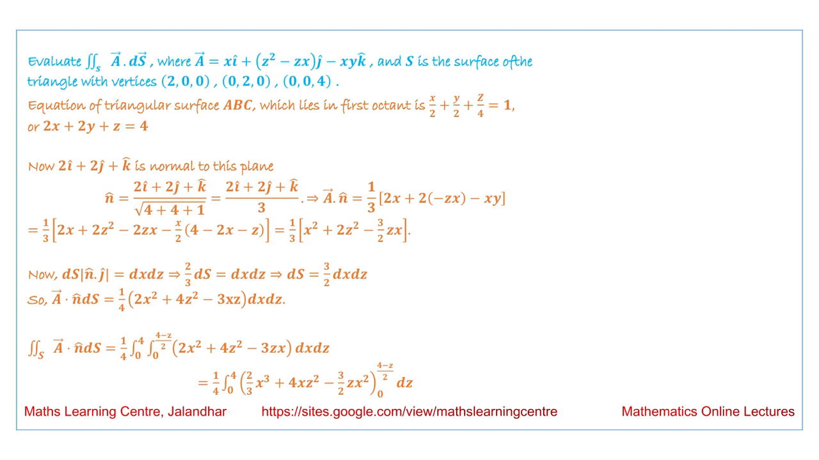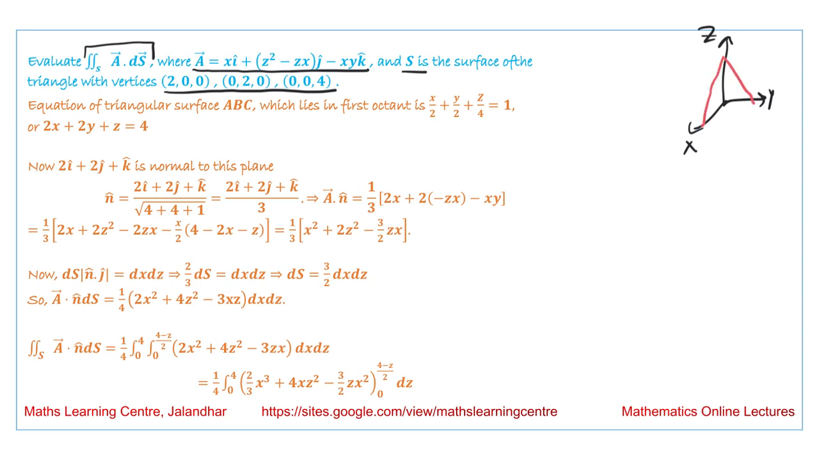Now the next question we have is to evaluate the surface integral. The value of A vector is given and S is the surface of the triangle whose vertices are given. So if we plot this on the graph, this is the x-axis, y-axis and z-axis. The triangle that is given to us is in this form. These are the points 2, 0, 0, this is 0, 2, 0 and this is the point 0, 0, 4.